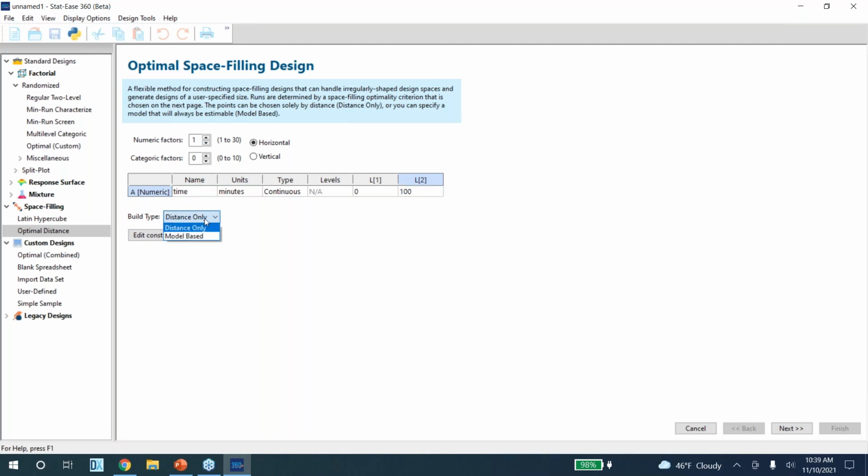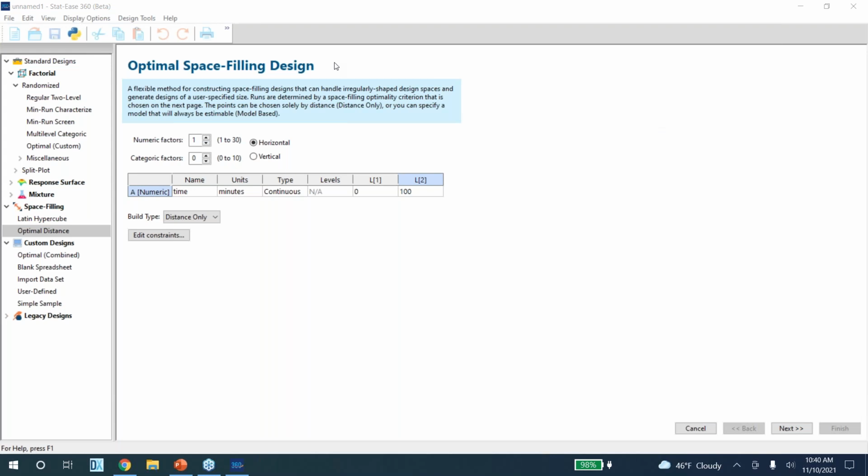I do want to point out that we have two options for the build type: distance only and model based. Distance only looks at the distance. It's pretty self-explanatory. Model based ensures that some sort of polynomial model that you specify can still be fit in a space filling design. Sometimes a space filling design might stack some points too close to one another, in which case it might not be possible to fit a cubic model. So if you are interested ahead of time in fitting a polynomial model, you'd want to select model based to ensure that the points are spread out correctly.